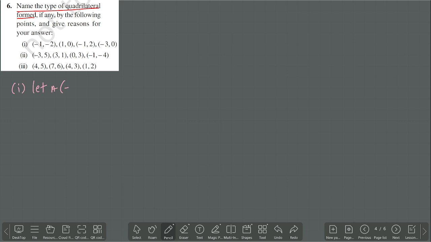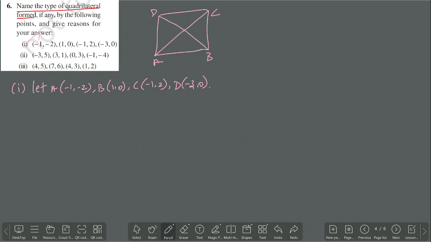Let A be (-1, -2), B (1, 0), C (-1, 2), D (-3, 0). If you want to draw, we don't know the type, so draw a simple quadrilateral ABCD with diagonals AC and BD. I mentioned the points: first AB, then BC, CD, DA, then diagonals AC and BD. We have to go one by one.